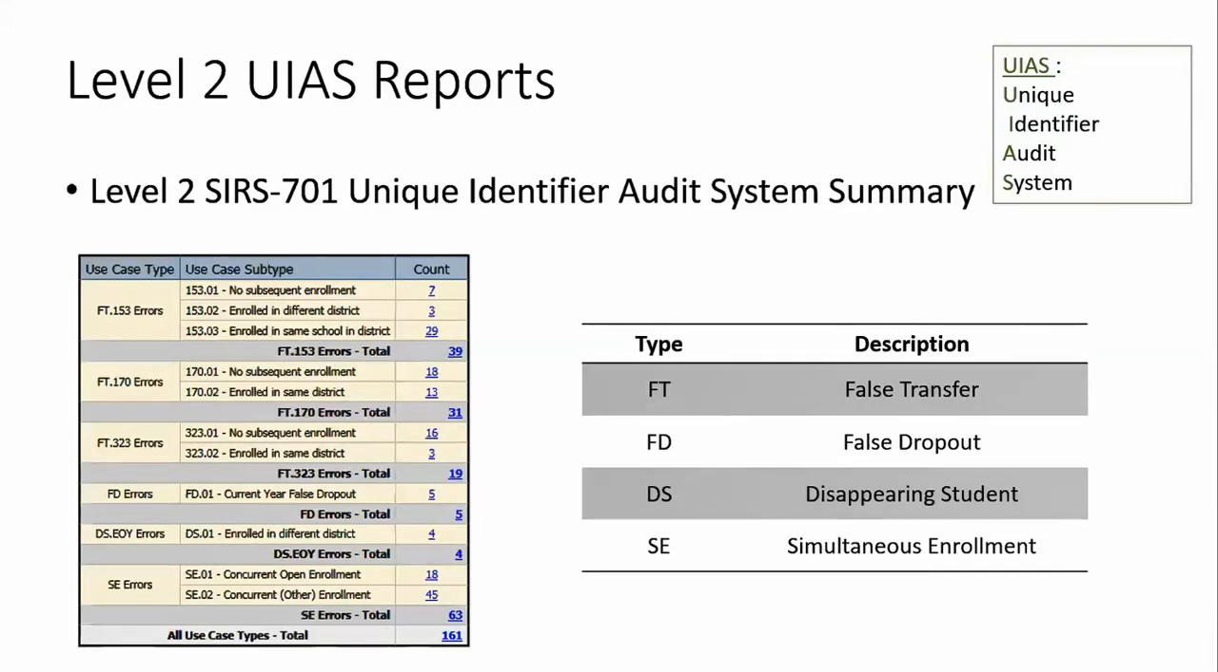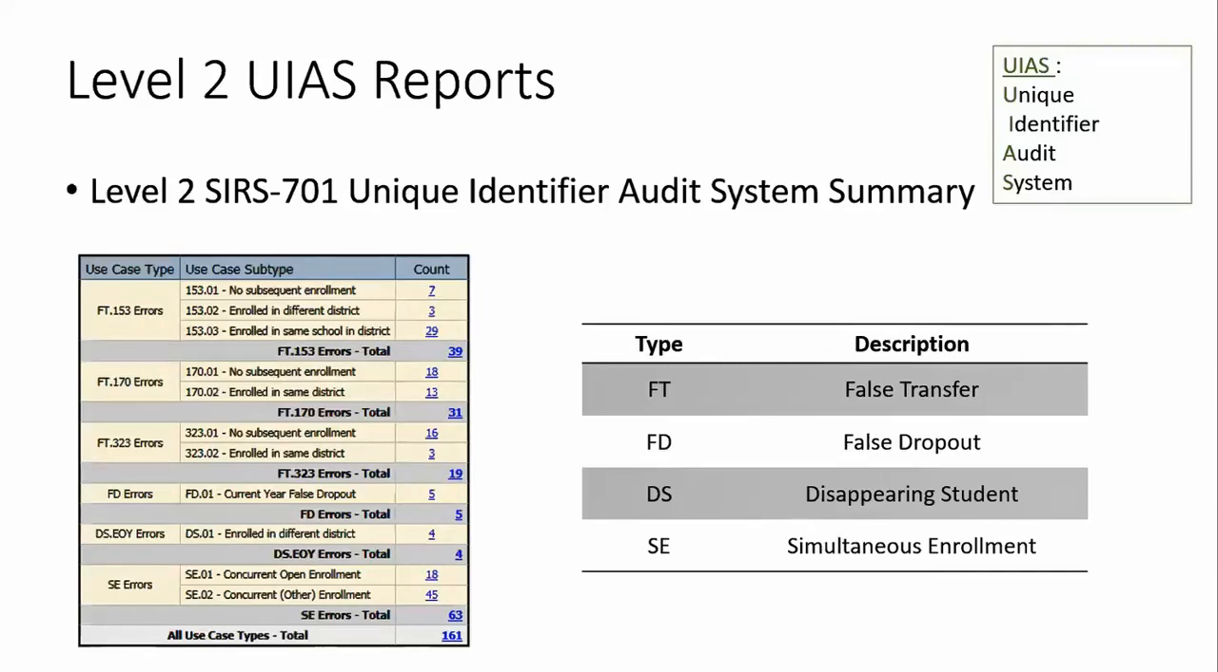So UIAS reports. Here's another acronym. UIAS stands for Unique Identifier Audit System. So what is a UIAS? The UIAS reports provide information on an individual student when your local enrollment records for that student are inconsistent with other enrollment records for that student across the entire state of New York. This information is based on the student's NYSED ID.